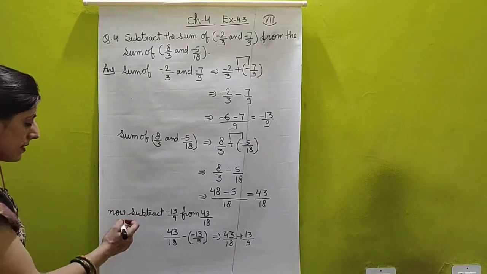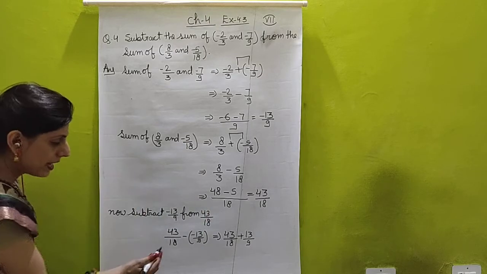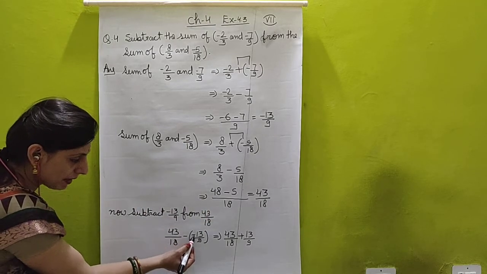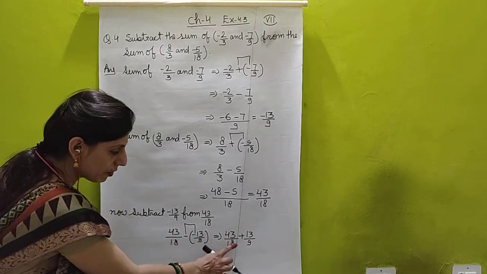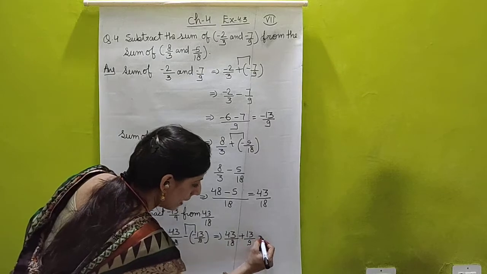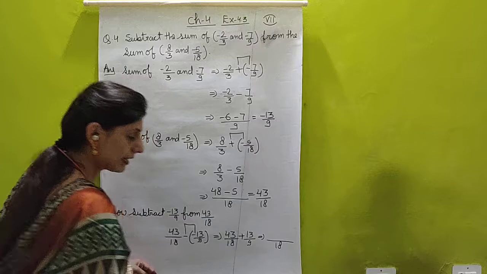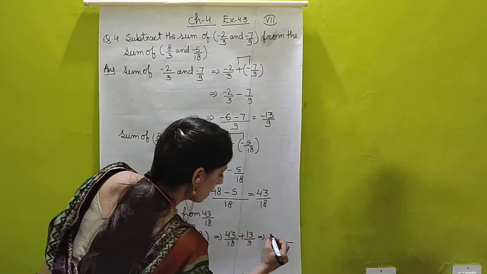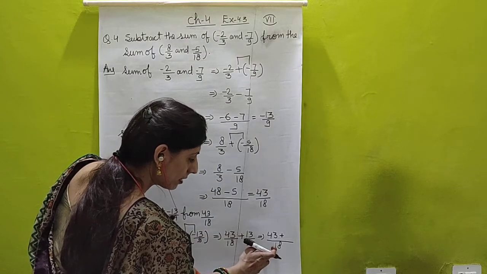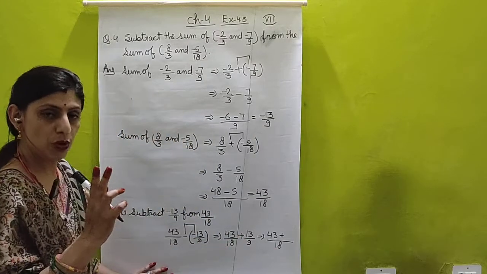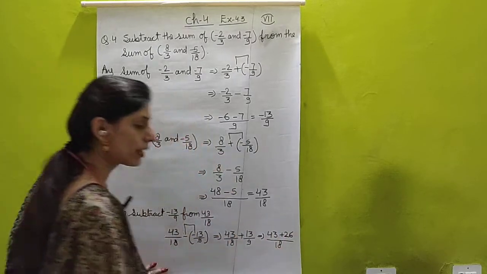Now in the third step, students, we are to subtract minus 13 upon 9 from 43 upon 18. Then 43 upon 18 minus of minus 13 upon 9, then minus will be plus. So 43 upon 18 plus 13 upon 9. And then your LCM will be 18. Now 18 divided by 18 is 1, so 43 will come as it is. Now plus, 18 divided by 9 is 2, because 9 2s are 18. Then 13 multiplied by 2 will be 26.